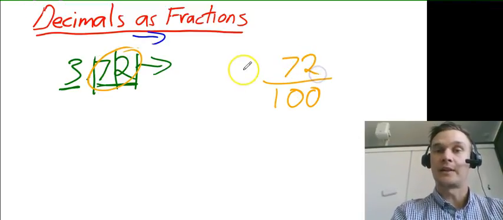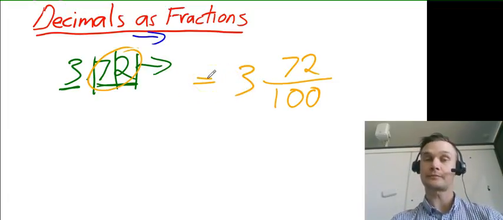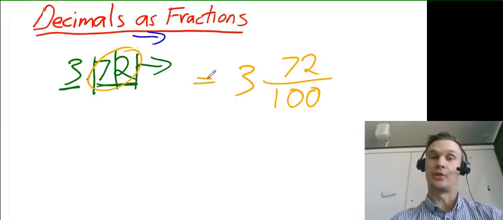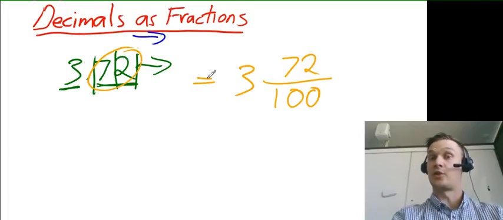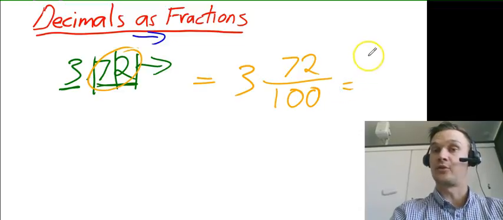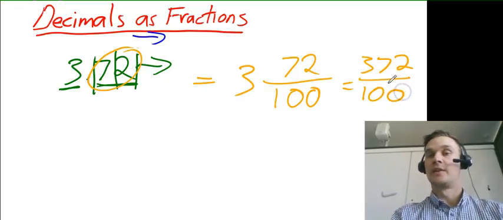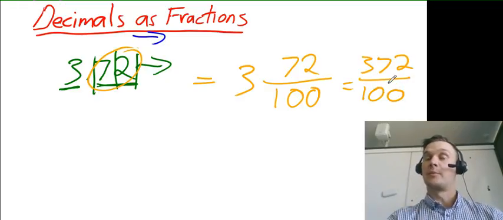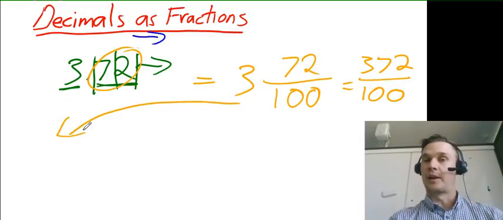Okay, so effectively we have this decimal written as a fraction, as 3 and 72 hundredths. Now, as I've said previously, this is a mixed fraction, so you could also write this as an improper fraction, which would be 372 over 100. So that's how we write that as a fraction, but as we always do, we need to simplify our fractions.